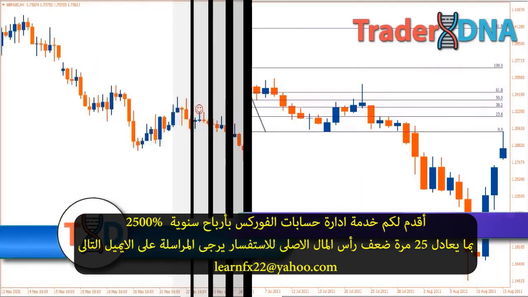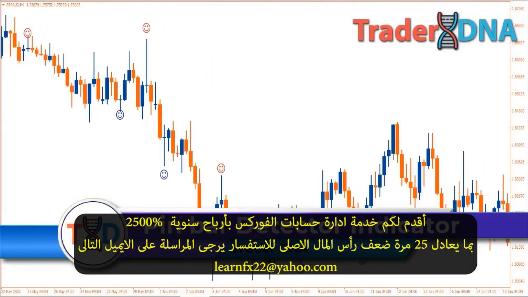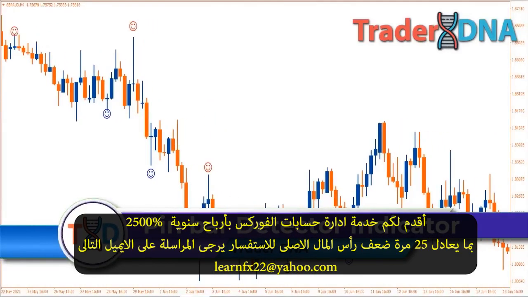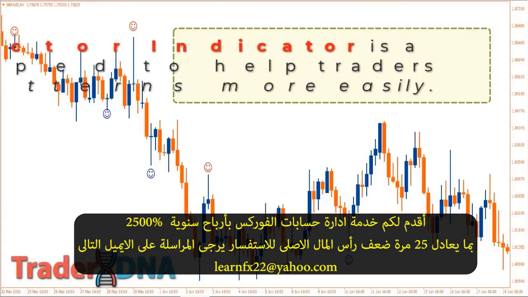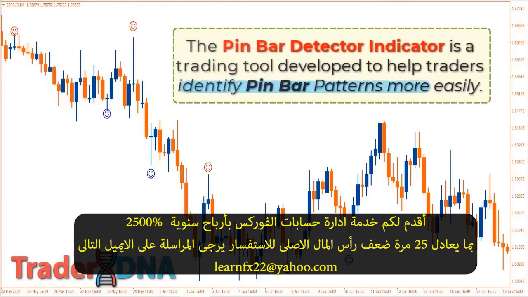Pin bar detector indicator. The pin bar pattern is one of the most reliable reversal candlestick patterns that traders use. It is a candlestick pattern that signifies price rejections, which can be observed based on the wicks pushing against a certain direction. The pin bar detector indicator is a trading tool developed to help traders identify pin bar patterns more easily. How the pin bar detector indicator works.